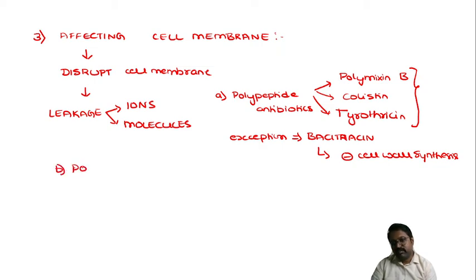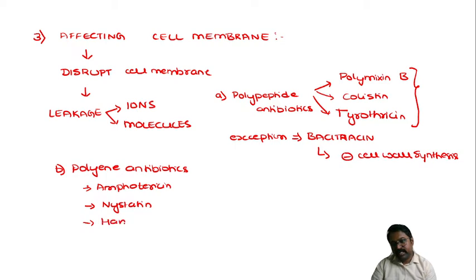Next we have polyene antibiotics. Under polyene antibiotics, we have amphotericin, nystatin, amikacin. Next we have natamycin. So these are the polyene antibiotics.